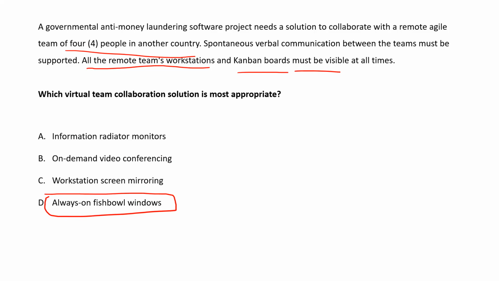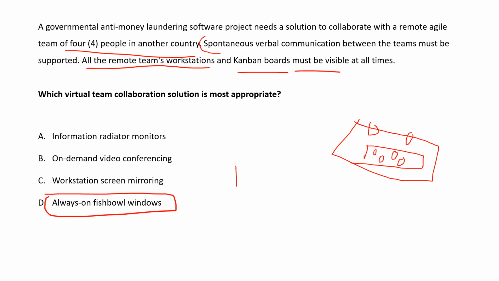Fish bowl conversation is great. Look, what is fish bowl? Based upon the question, this is the key. When you have a lot of people in the meeting, but you want your meeting not to be disturbed, that's when we use the fish bowl. That is called the fish bowl.